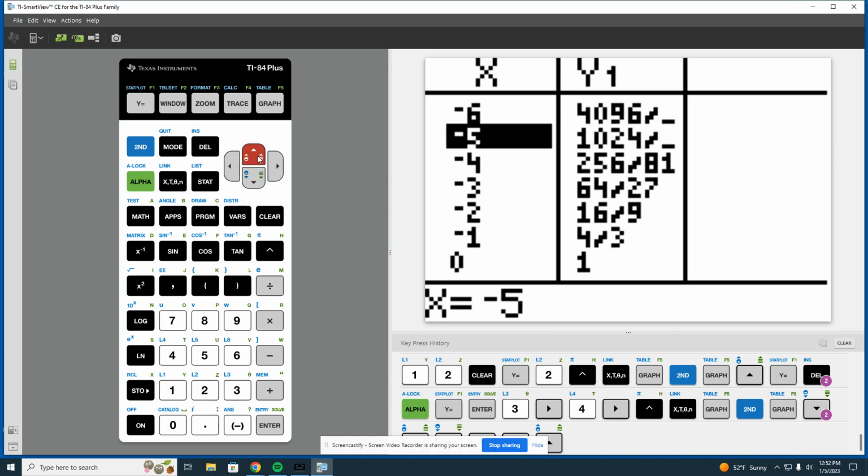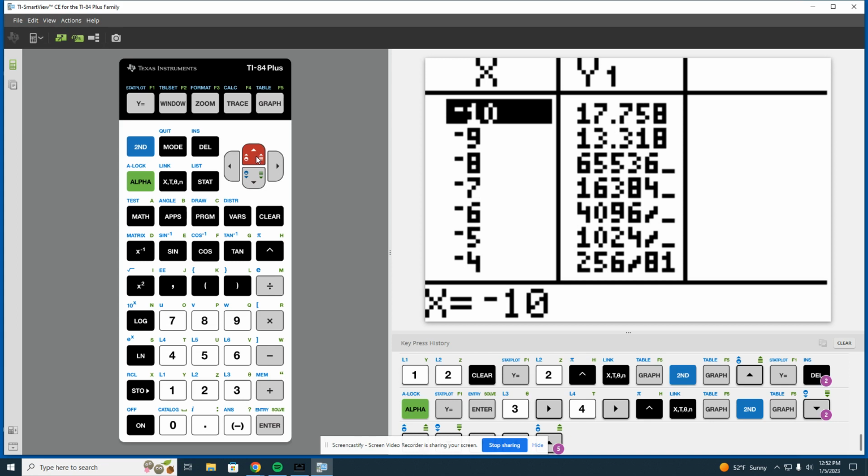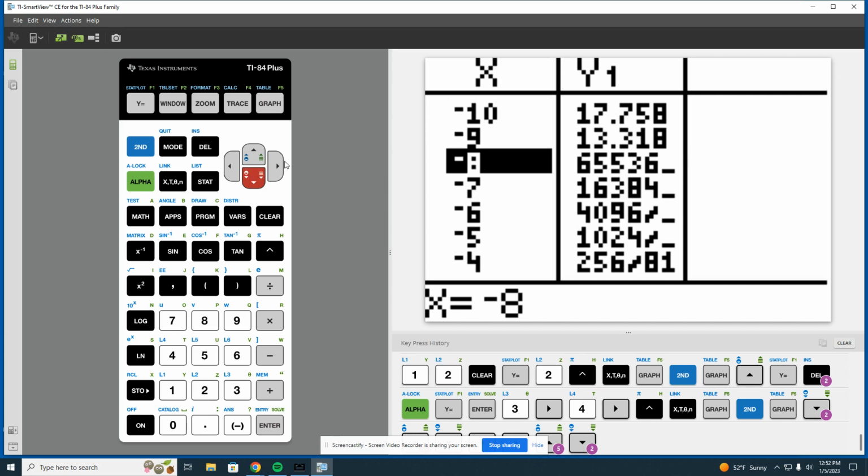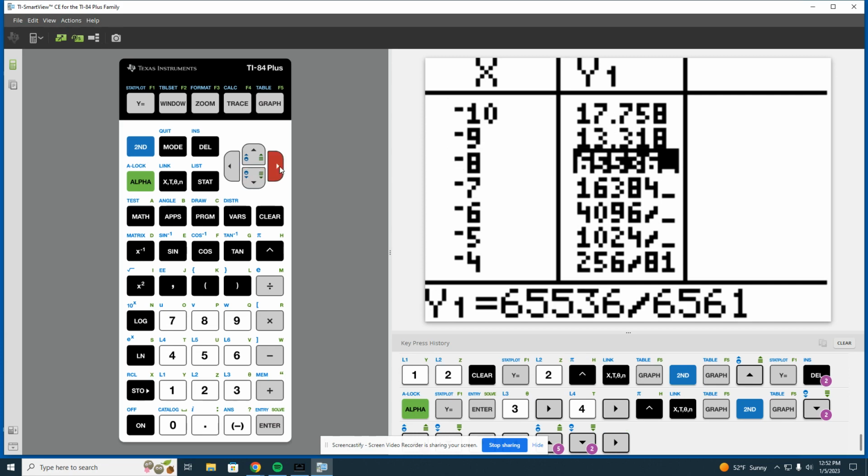And then let me get one more. Let me go up to negative. No, that's too high. That's 17 point something. That's 13 point. Let me try -8. That's 65536 divided by 6561. So that gave me 9.98. So I went left 8 and I went up to almost the very top. Okay, so here's what I got.